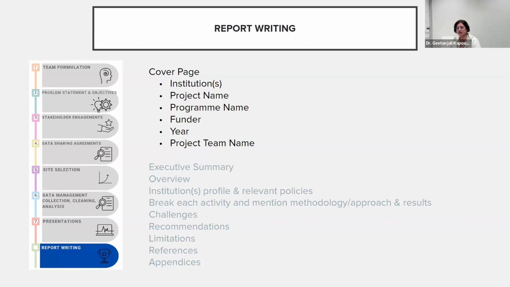Have you given some kind of a name to your team? Many times you have, so it's good to put all that. Then we move to the main body.